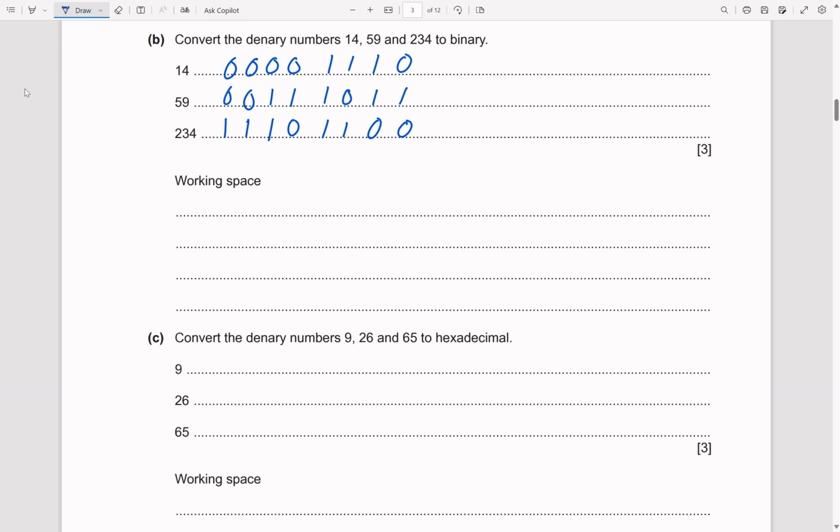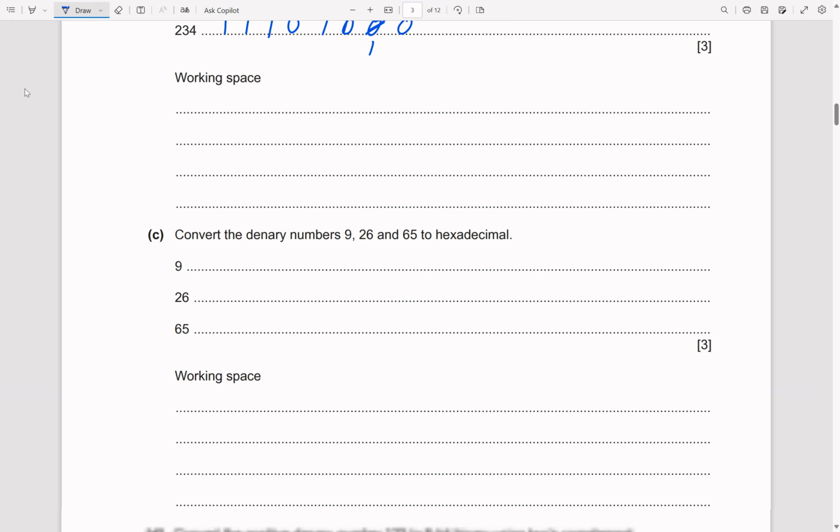I'm going to check that again. So 128 plus 64, that's 192. Plus 32, 224, 232. Okay, so I think maybe this one. Let me just check that again. 192, 224. Yeah, okay, 232 and 234. I think that's correct. And if it's wrong, I'll just go back and check at the end and then update the video.